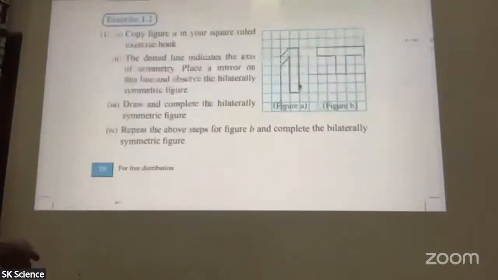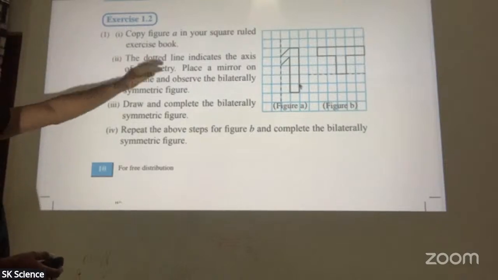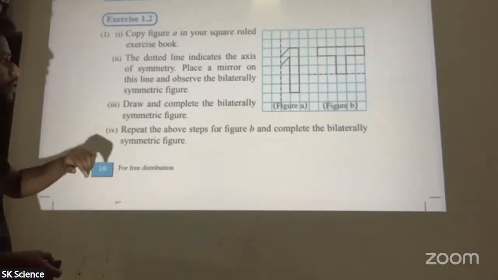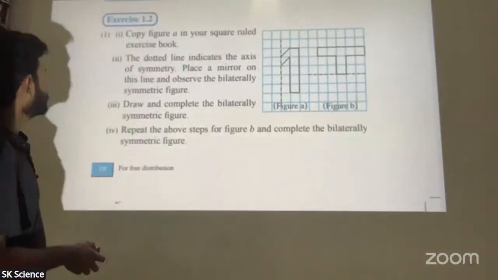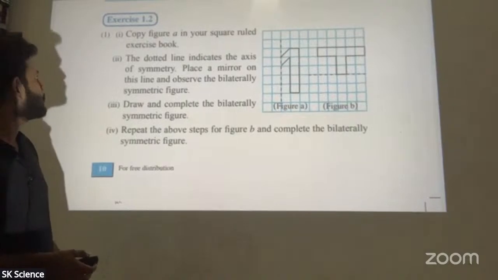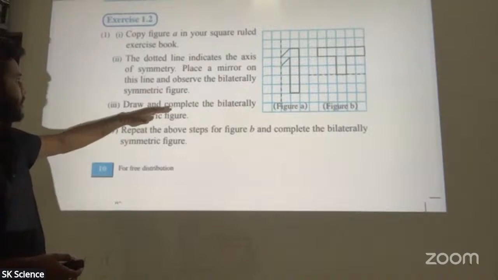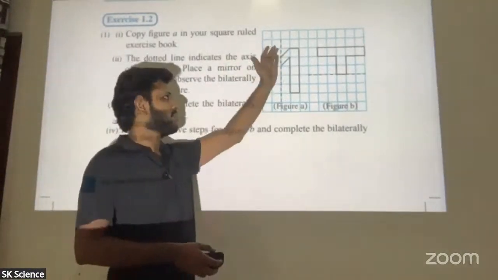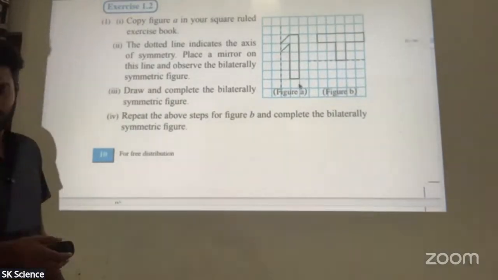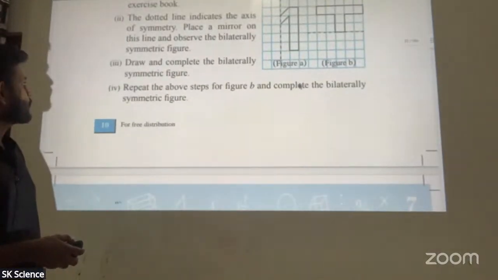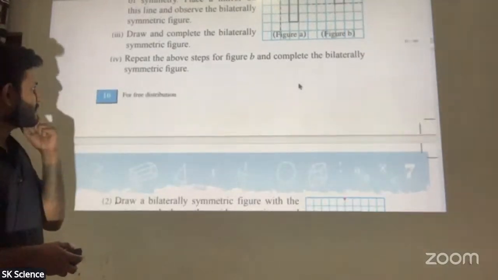Exercise 1.2: copy figure A in your square ruled exercise book. You have to copy figure A and figure B. The dotted line indicates the axis of symmetry. You have to place a mirror here. Then draw what you see. Draw the complete bilaterally symmetric figure. You can draw that now. Then repeat the above steps for figure B and complete the bilaterally symmetric figure.